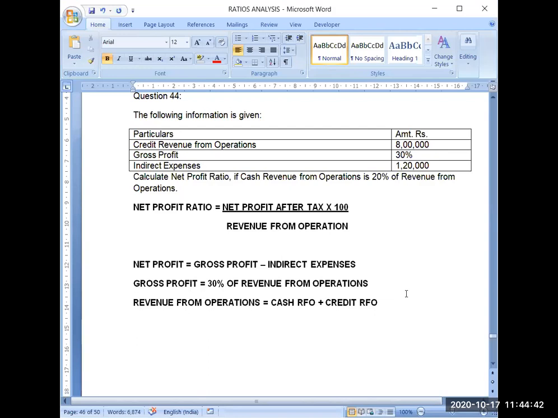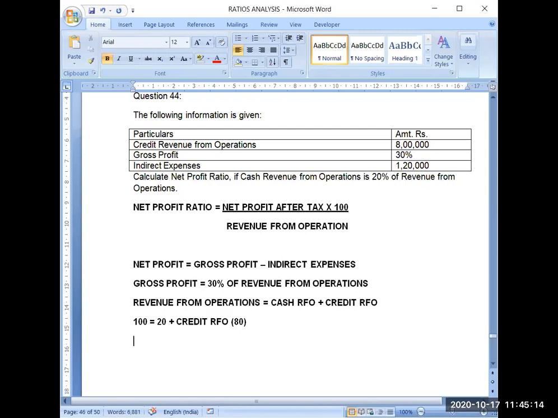Now you can see here it is given cash revenue from operation is 20% of revenue from operation. So if my revenue from operation is 100, then cash revenue from operation will be 20. And then you can calculate this number also, credit revenue from operation. So obviously it will be 80%.